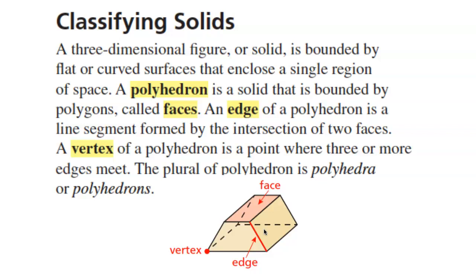Now, what allows one polygon, so let's say this front trapezoid, to be joined to this rectangle over here? Well, where they're connected, that's called the edge. So the edge belongs to both polygons. And then when three or more edges meet, they meet at a vertex, which is a word that you've seen before. So if it's made by polygons, it's a polyhedron. If it's not made by polygons, it's still a solid, but it just wouldn't have that polyhedron title.